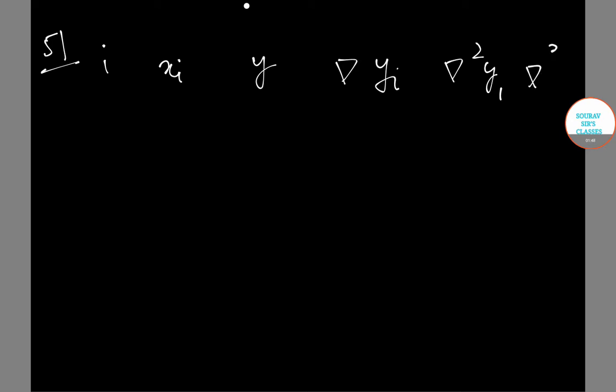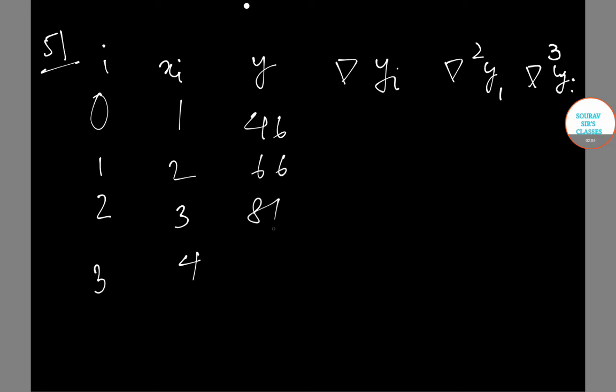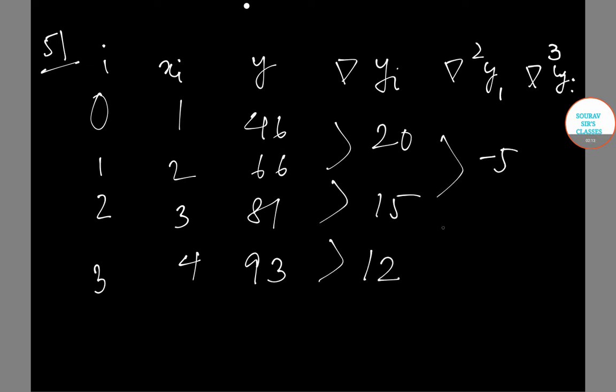So for question number 51, we have xi, yi, del yi, del square yi and del cube yi. So now i is 0, 1, 2, 3, and x is 1, 2, 3, 4. y is 46, 66, 81, 93. Del y is 20, 15, 12. Del square y is minus 5, minus 3, and del cube y is 2.